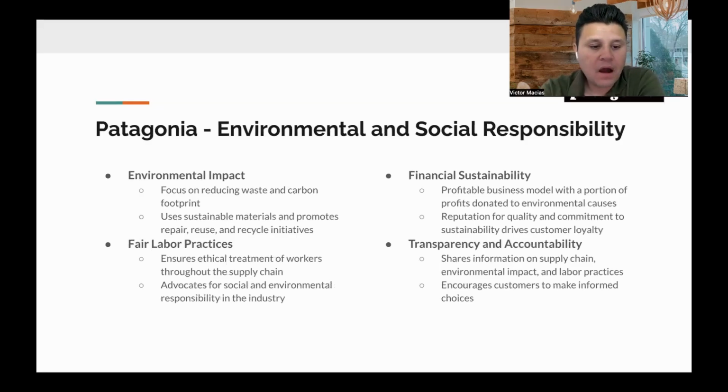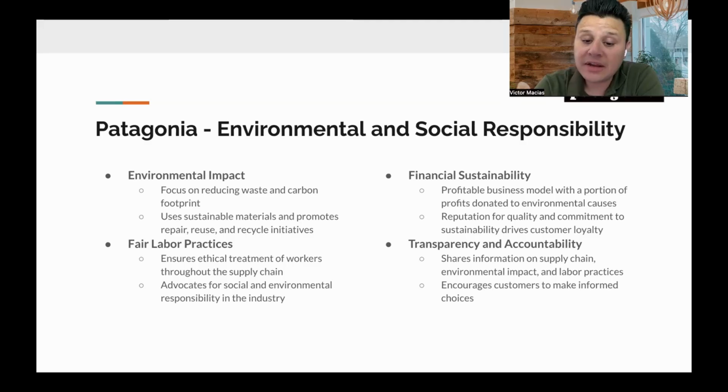Patagonia. On the environmental side, they're focused on reducing waste and carbon footprint. They use sustainable materials and promote repair, reuse, and recycle initiatives. They focus a lot on fair labor practices as well. So they ensure the ethical treatment of their workers throughout the supply chain. They advocate for social and environmental responsibility in the industry.